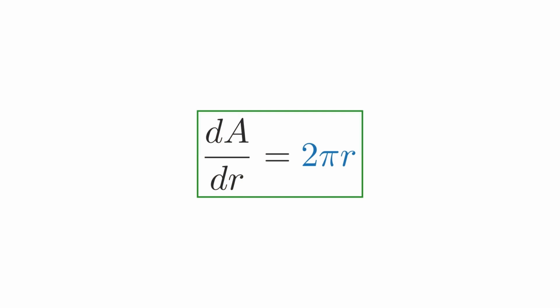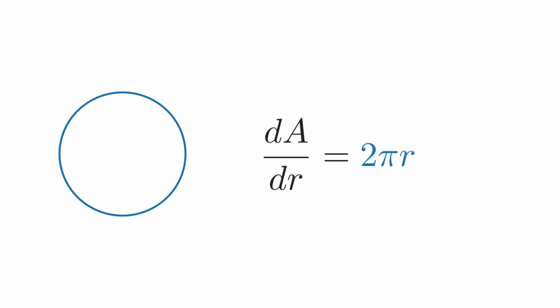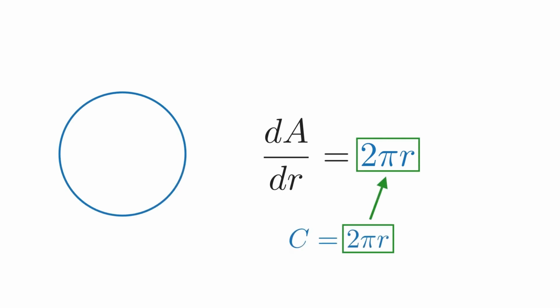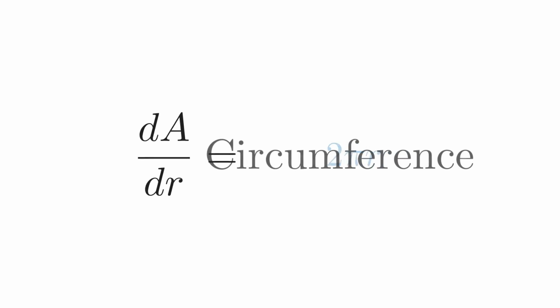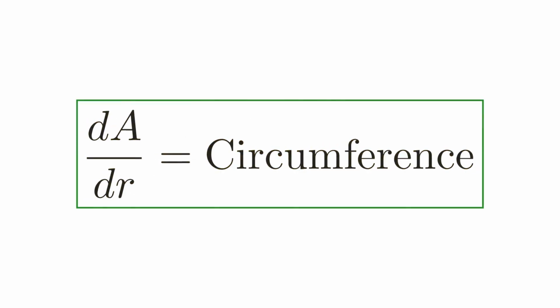But wait, 2 pi r is precisely the circumference of the circle. Which means the derivative of area with respect to r equals circumference. So the circumference isn't just the boundary of a circle. It's the rate at which the circle's area grows as the radius expands.